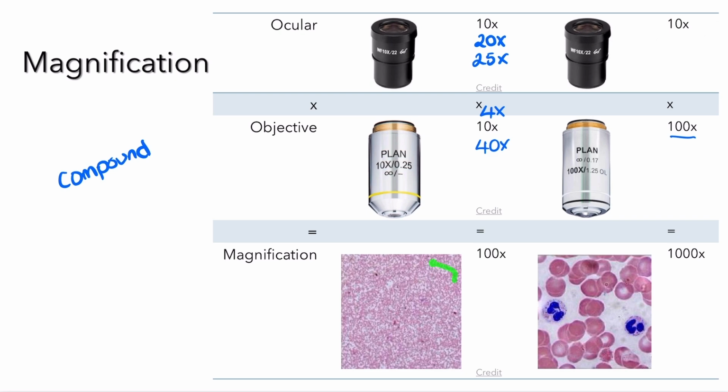So here at 100 times magnification, we can see something underneath the microscope, but not really the detail that we might need. Here at 1,000 times magnification, however, we can see the individual red blood cells and the individual white blood cells.